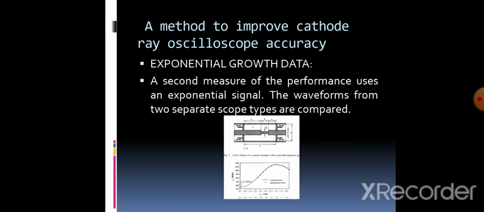And the exponential growth data, the second measure of the performance, uses an exponential signal. The waveforms from two separate scope types are compared, with the graph and the cross section of the correction, showing direct and indirect corrections and the waveforms.